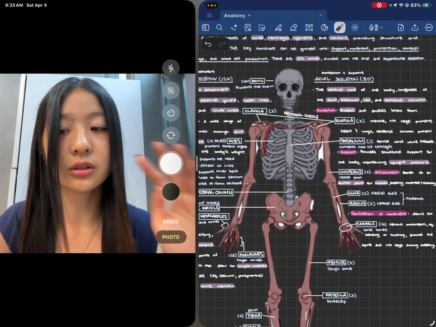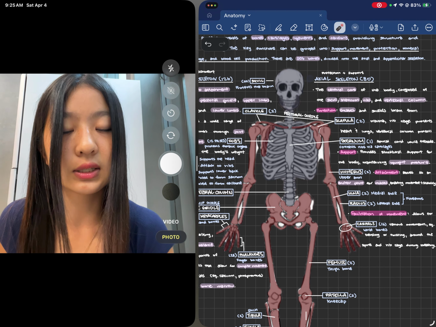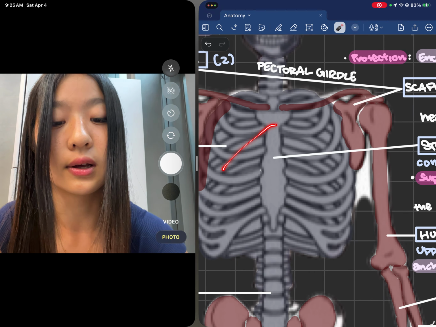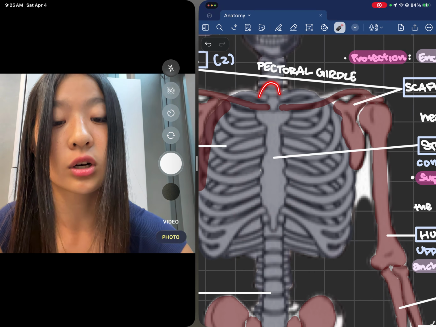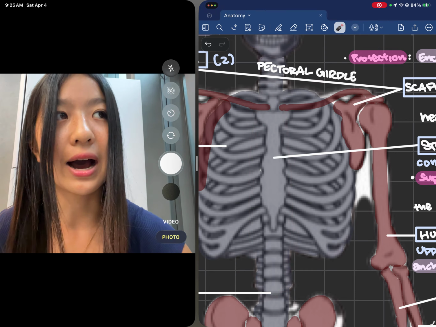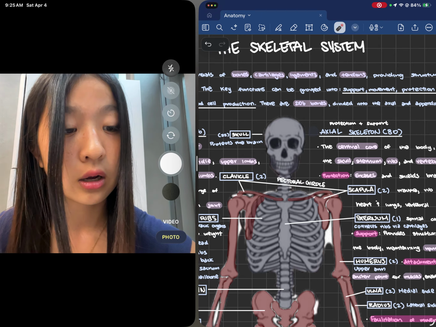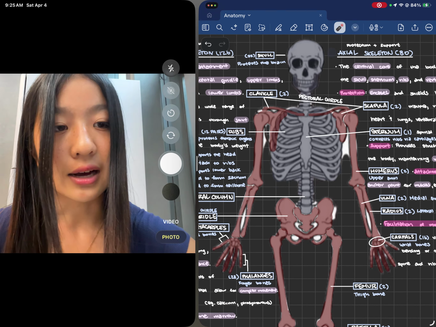The function of the axial skeleton is mostly protection because your internal organs are all within your rib area here, and then your vertebrae supports your entire back, and then your skull protects your brain here. So that's the axial skeleton.